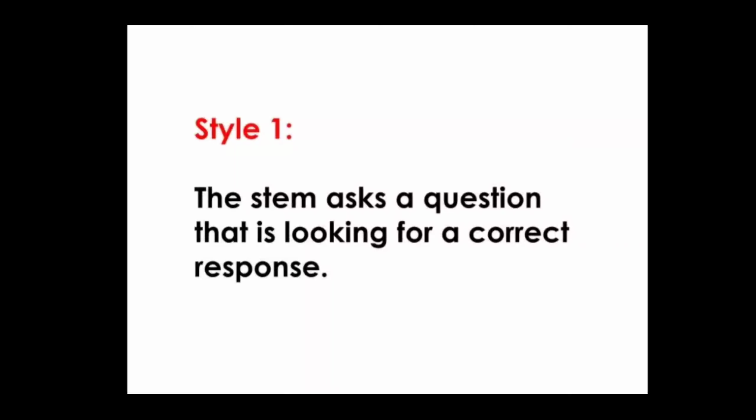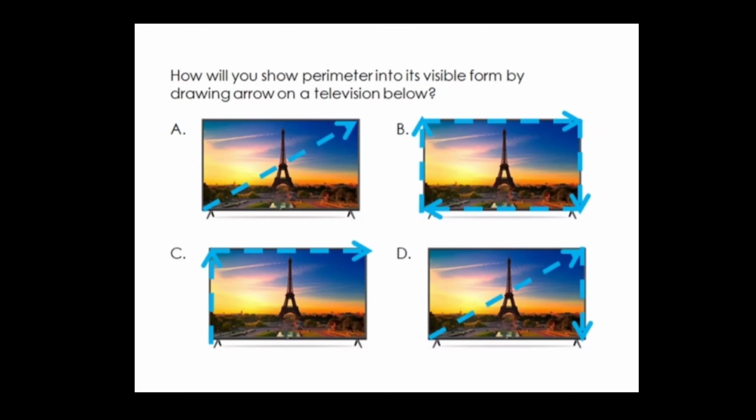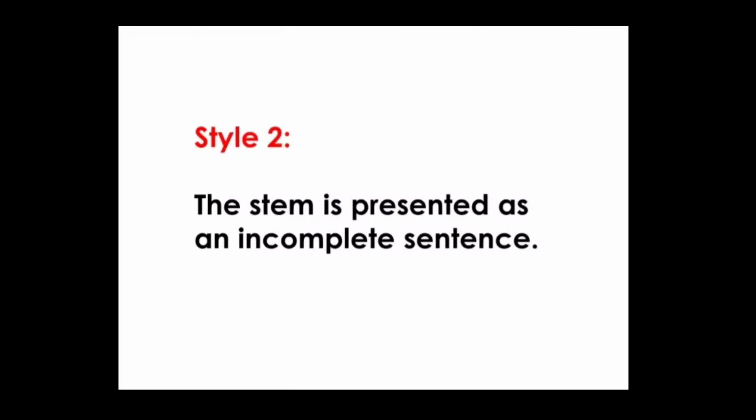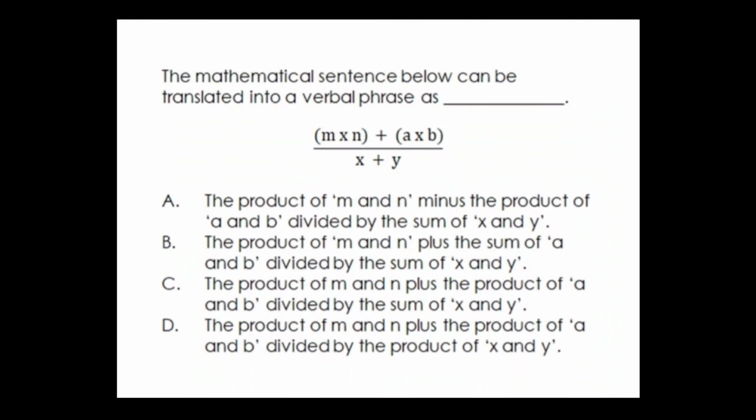There are 5 styles in writing multiple choice tests. I will be using mathematics for my examples. The first style is the stem asks a question that is looking for a correct response. Here is the example. In the second style, the stem is presented as an incomplete sentence. Look at this example. The mathematical sentence below can be translated into a verbal phrase as blank.